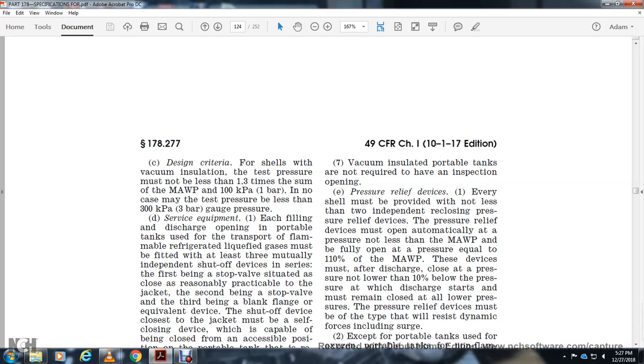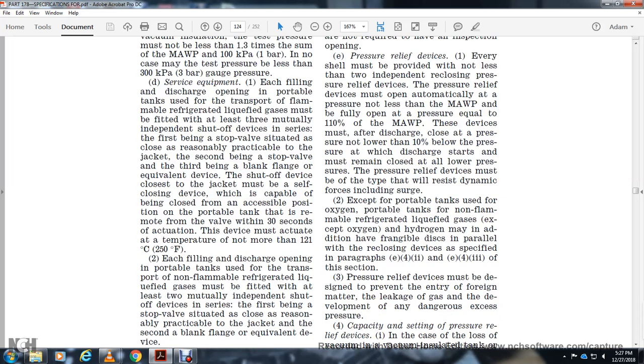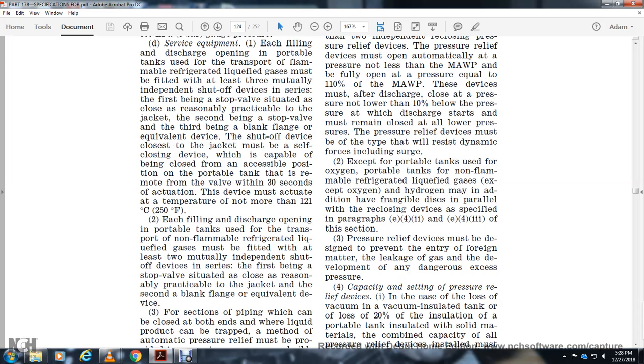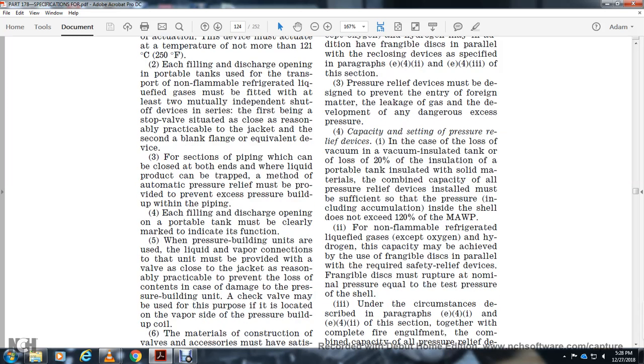The pressure relief device must be of a type that resists dynamic forces, including surge. Except for portable tanks that may be subject to accident, portable tanks for non-flammable refrigerated liquefied gas and hydrogen may additionally be fitted with a frangible disc in parallel with the reclosing devices specified in paragraphs E42 and E43 of this section. Pressure relief devices must be designed to prevent the entry of foreign material, leakage of gas, and development of any dangerous excess pressure.